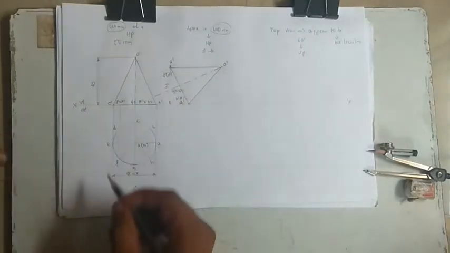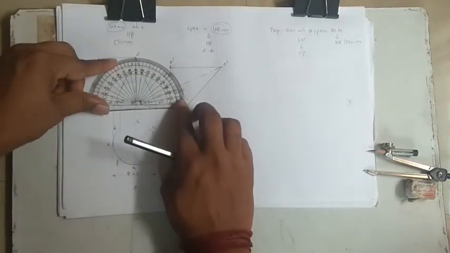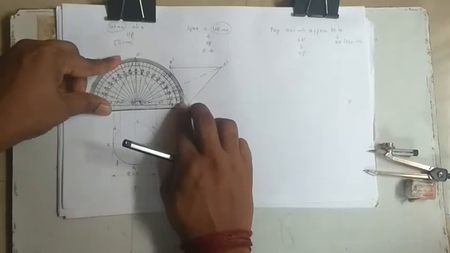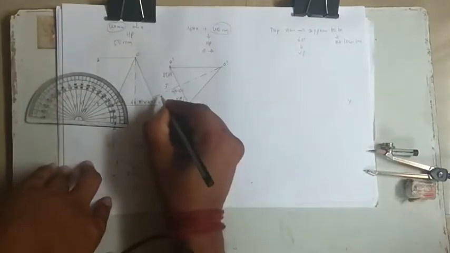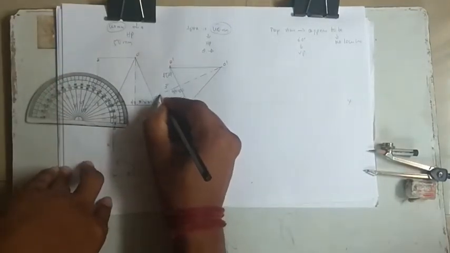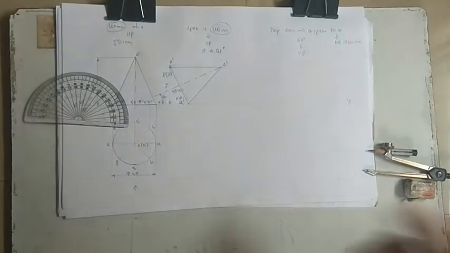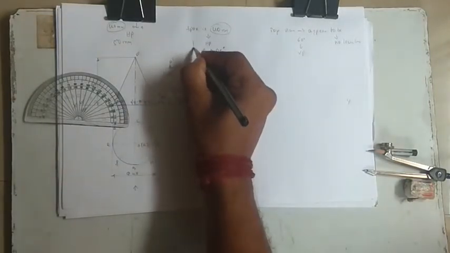Now take a protractor, and from the reference point measure the angle. We'll get around 25. So this angle theta is 25 degrees. Now we are viewing this one from the top.